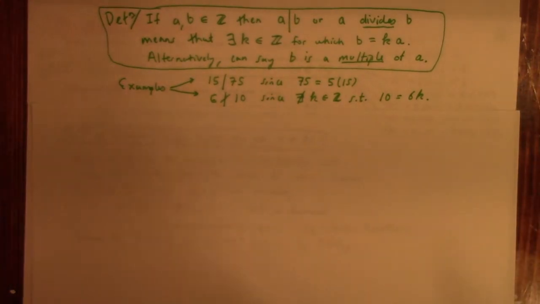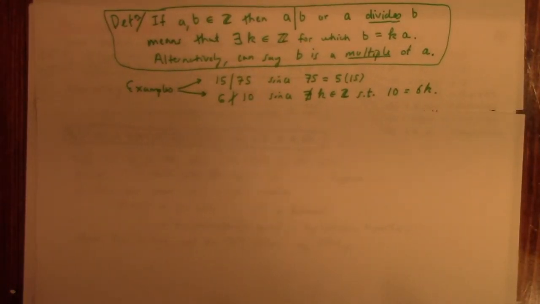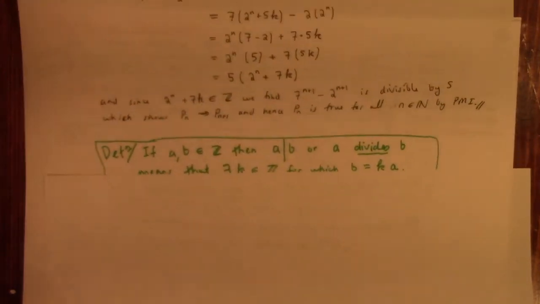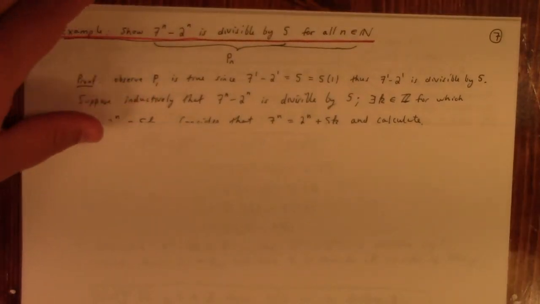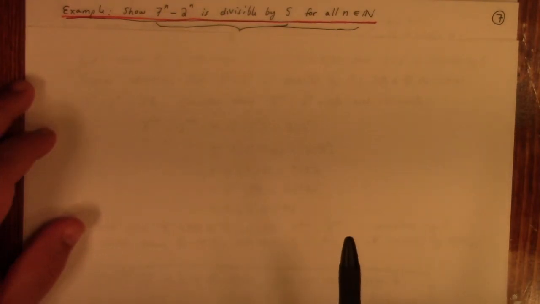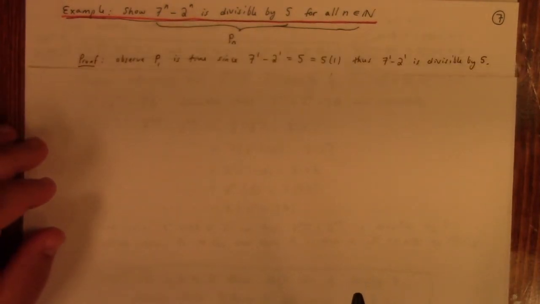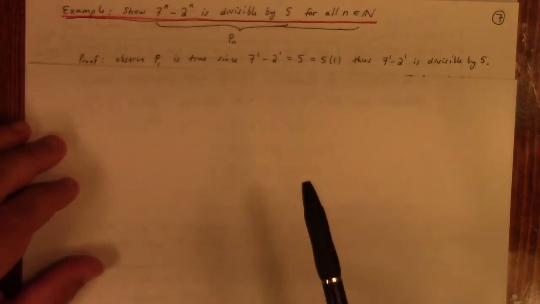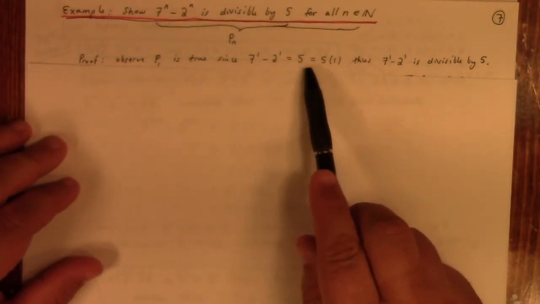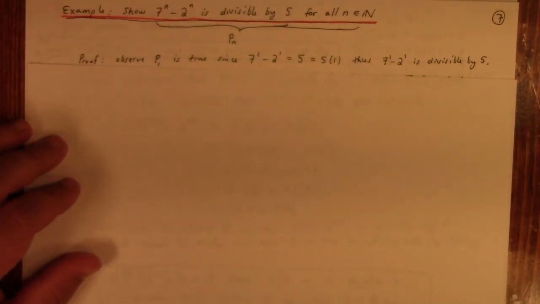Okay, now that I've given you a crash course on what we mean by divides, let's go back to the statement and look through the proof. In order to understand an induction proof, we first have to understand the words being used. So here we need to understand divides, or divisible. Show 7 to the n minus 2 to the n is divisible by 5. First of all, P(1) is true since 7 to the 1 minus 2 to the 1 is equal to 5, and 5 is a multiple of itself. So P(1) is true.